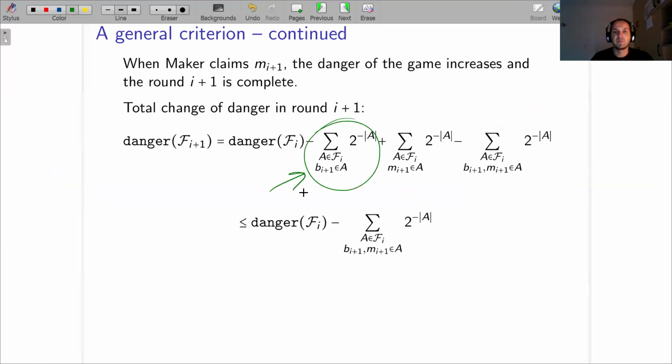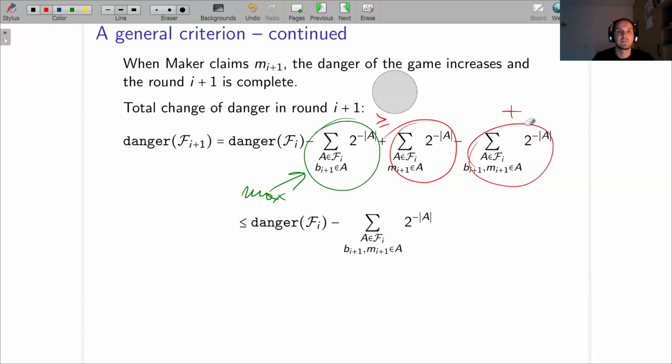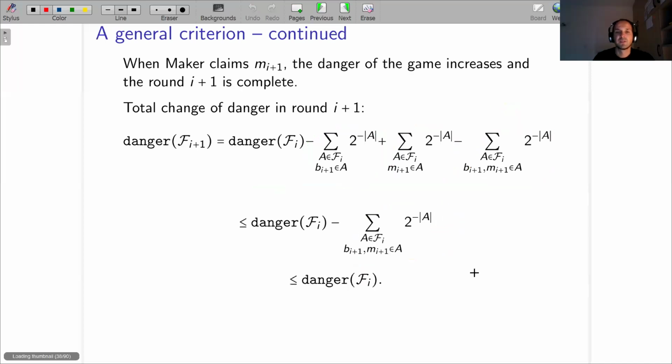Okay, and that's it. Now the strategy of breaker is where it comes into play. This was claimed by breaker as the maximum of this function. Hence, this is of course greater or equal in absolute value than what maker took, because breaker took the maximum, maker took something. So this is greater or equal than this, and this is a non-negative value. So altogether, we have this being non-negative again. So this danger just cannot increase. New danger is less or equal than previous danger.